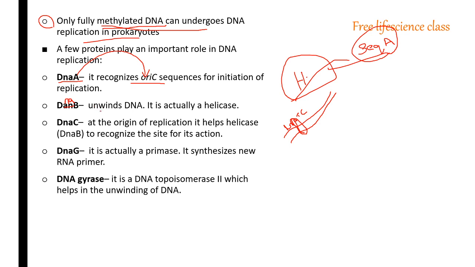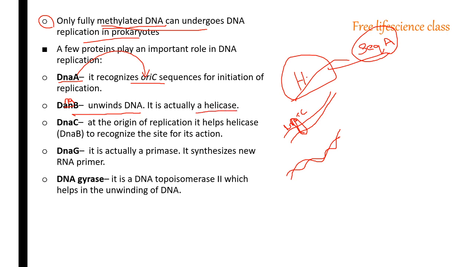DnaB protein. This is actually a helicase enzyme. DnaB is a helicase enzyme. What is the role of helicase enzyme? We already discussed that. The role of helicase is to help in unwinding of DNA. Then only we can initiate replication. DNA is in double helix form, isn't it? So we have to remove this double helix and form an open complex. This will be with the help of helicase enzyme.